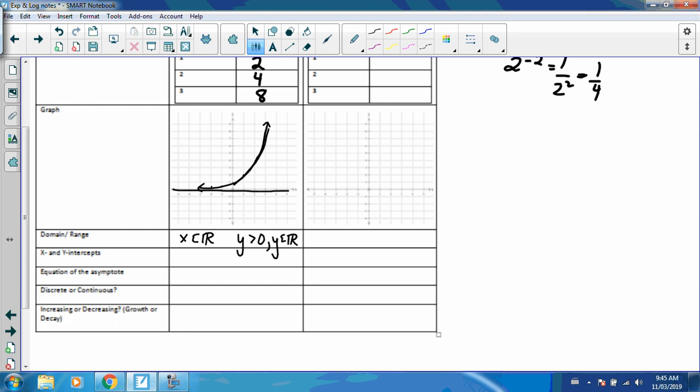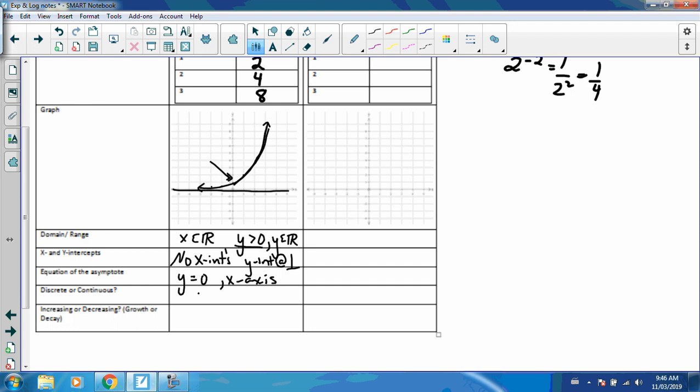X and y intercepts: because y is always greater than 0, there are no x-intercepts. And the y-intercept is at 1. That's this point right here. We'll see that anything to the power 0 is 1, so we're going to have that value there. The equation of the asymptote is y equals 0. That's the line it doesn't touch, and this is simply the x-axis.